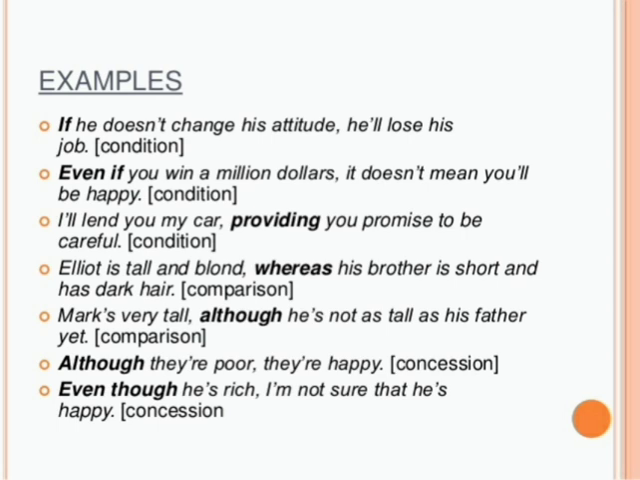Mark is very tall, although he is not as tall as his father yet. Here also the subordinating conjunction, although, is showing comparison. Although they are poor, they are happy. Concession, this one shows contrast. Even though he is rich, I'm not sure that he is happy. This one also shows concession or contrast. So here, the words written in bold black color are subordinating conjunctions.